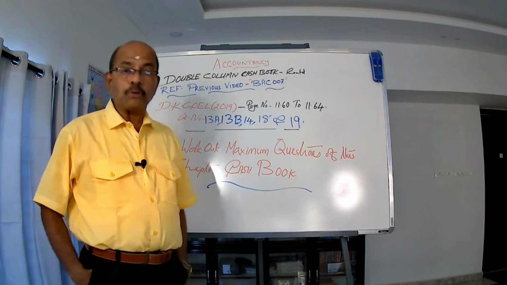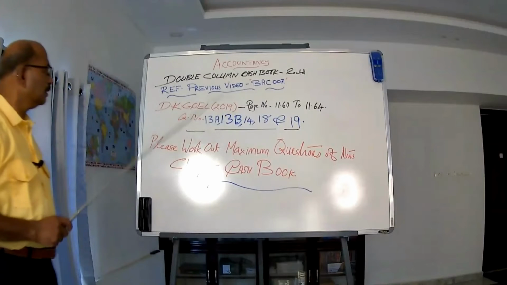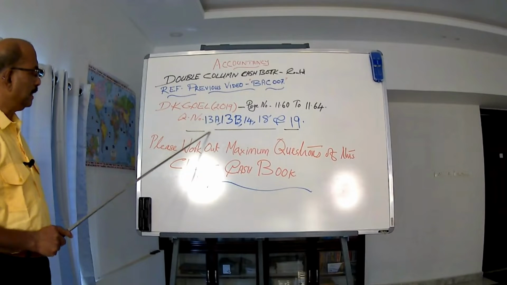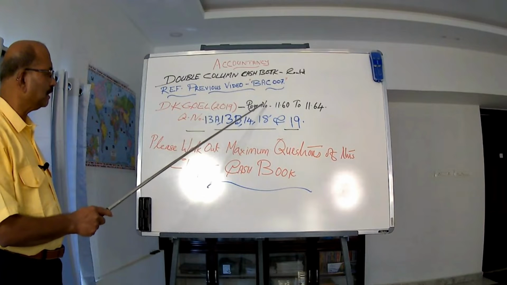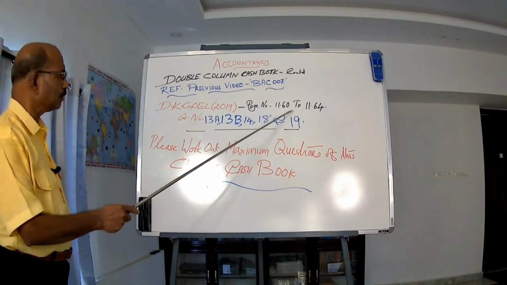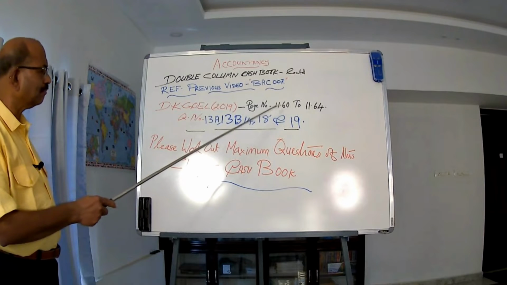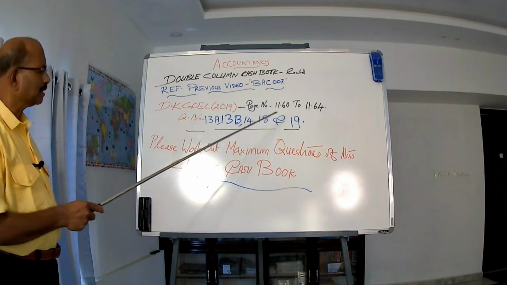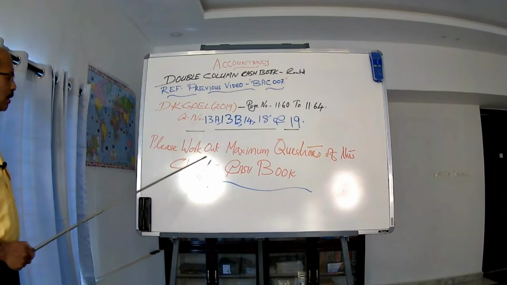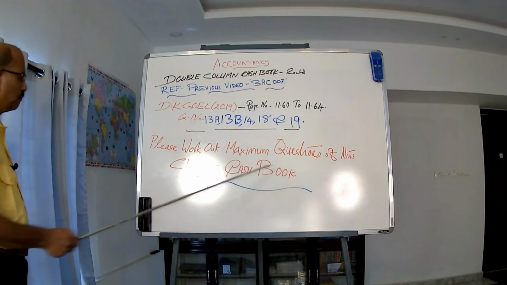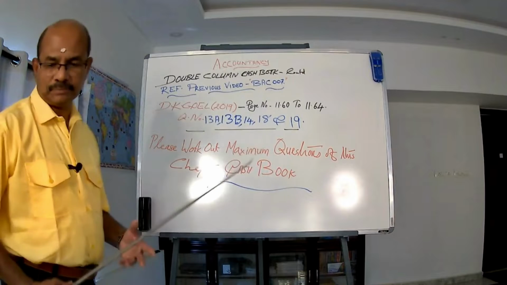So today, which are all the sums we are going to do? Question number 13A, 13B, 14, 18, and 19, confined within the pages of 11.60 to 11.64. Why I said confined means two or three unimportant sums I have skipped. So I'm repeating, please work out maximum questions of this chapter, cash book. Thank you, students. Thank you very much.